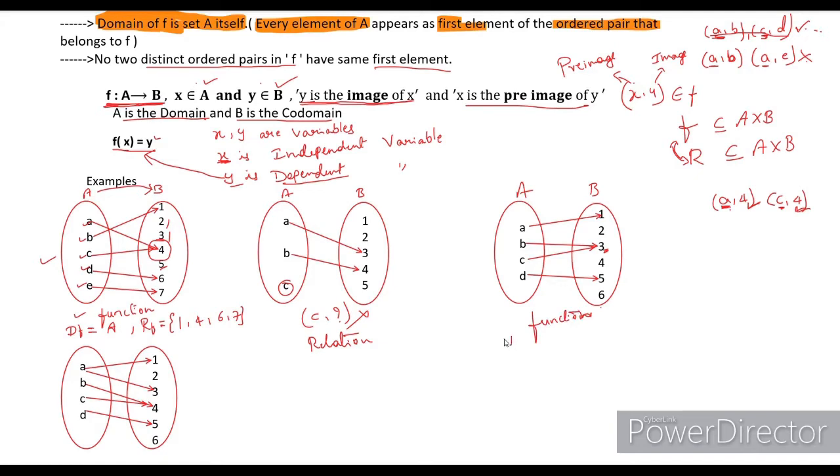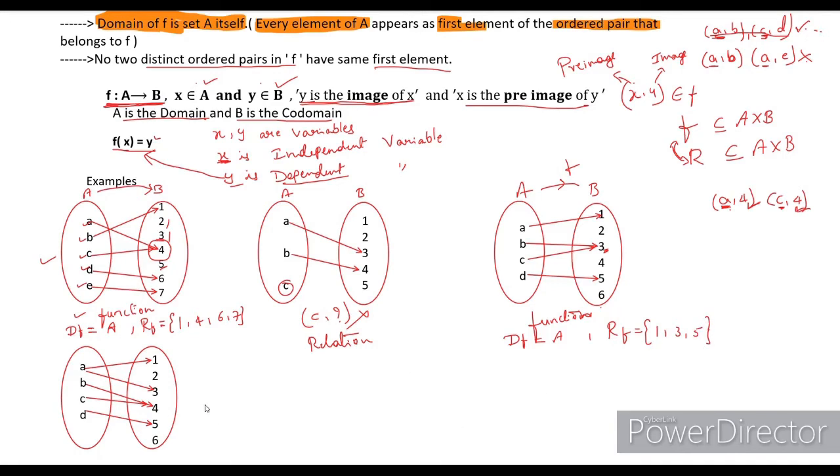Now let us write the domain. Yes, domain as we have understood, it is A itself. So we'll write this as correspondence F. Range. Range happens to be a subset of codomain set: 1, 3, 5. This is the range of this function. The last correspondence we'll understand.